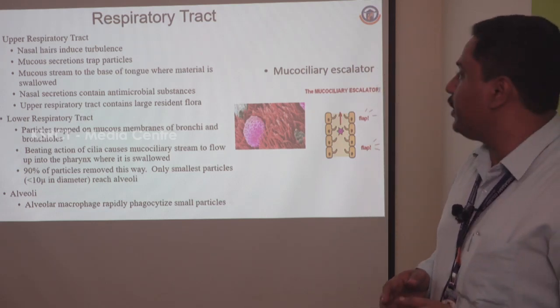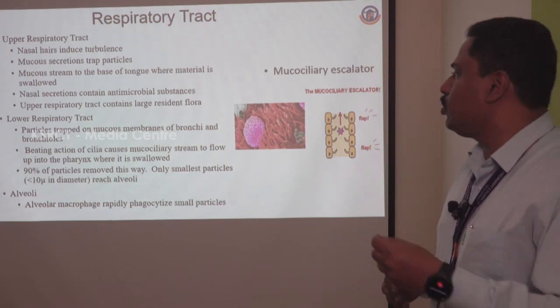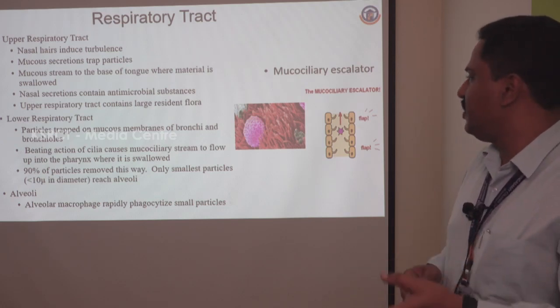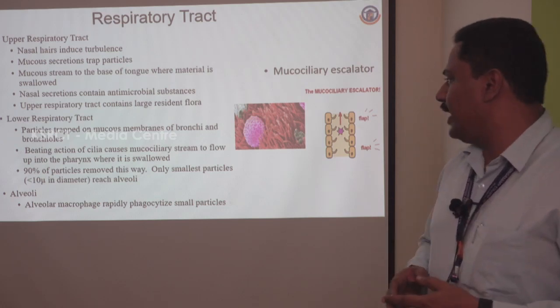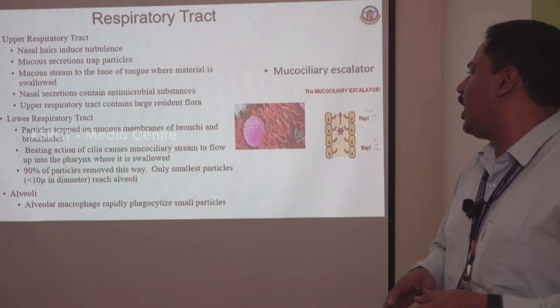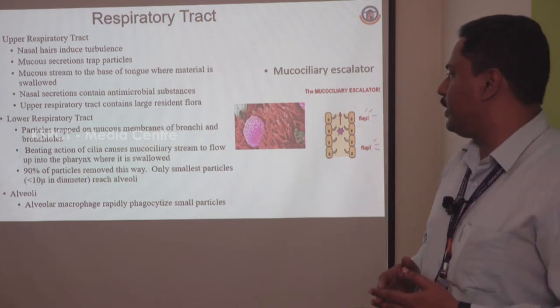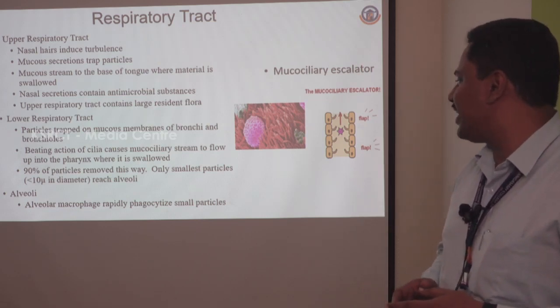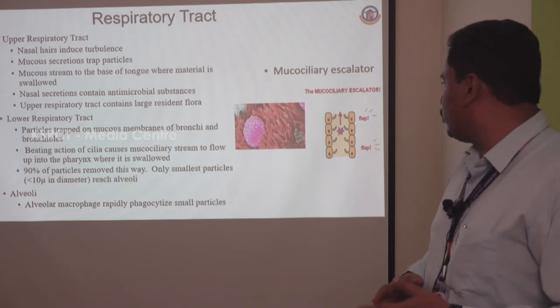In the lower respiratory tract, particles are trapped onto the mucus, and the beating action of cilia causes the mucociliary stream. 90% of the particles get removed within the lower respiratory tract itself. Alveolar macrophages rapidly phagocytose the remaining particles.